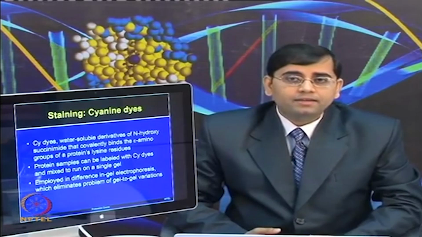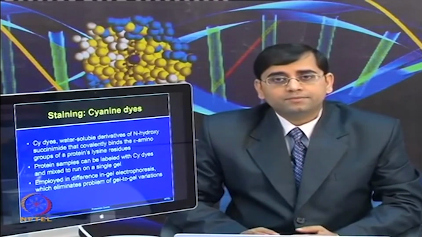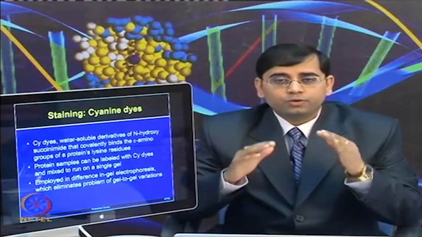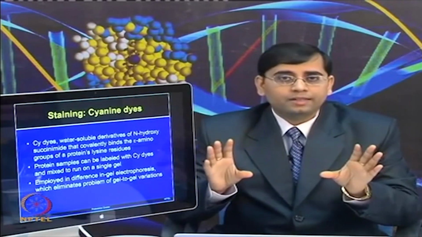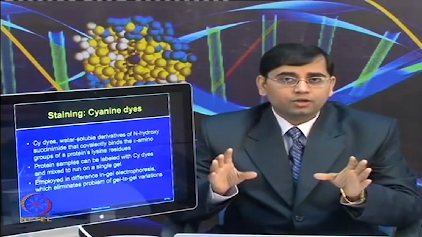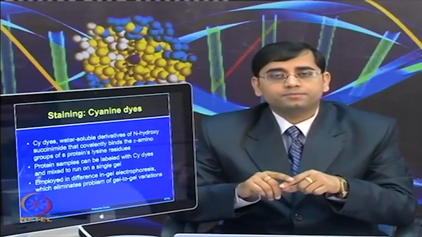Now, unlike your 2-dimensional electrophoresis, where you have two gels separately, you are comparing a control and a treatment gel, and those two are run separately. In this case, the whole sample is run on one single gel.